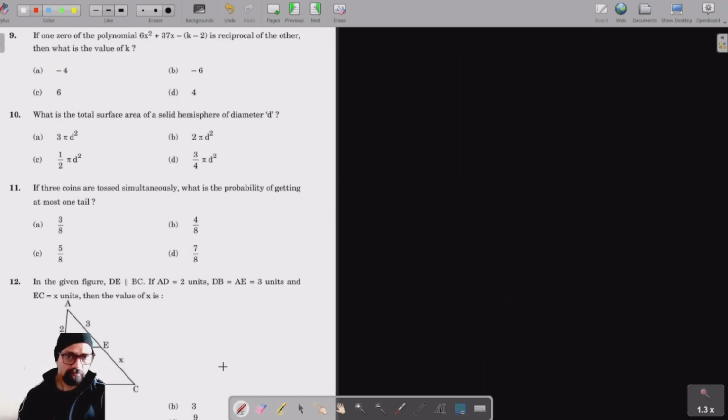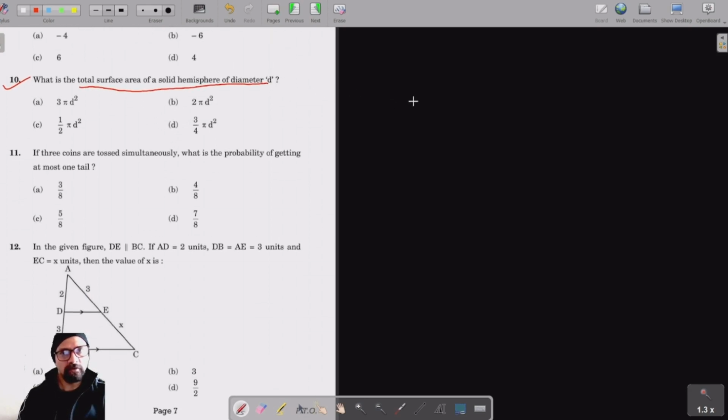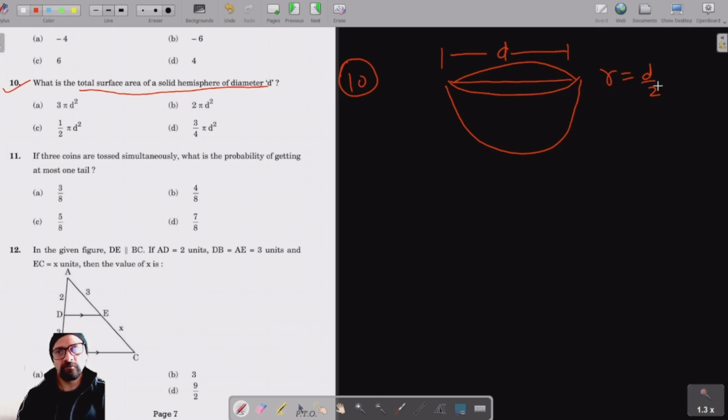Okay, for question number 10, we have to find the total surface area of a solid hemisphere of diameter d. And this is question number 10. So the solid hemisphere will be something like this. And it has a diameter. This is the diameter, which is d. So its radius will be equal to d by 2. Now the total surface area of the hemisphere, it's a solid hemisphere.